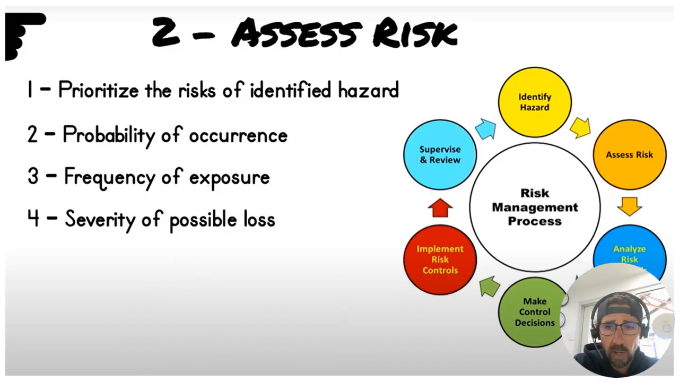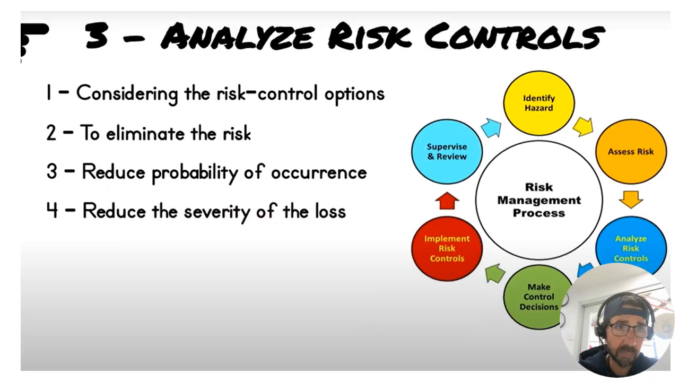Frequency of exposure: the exposure is already occurring, and it might be getting worse. The severity of possible loss: if we lose this engine, what is the severity? Am I directly over an airport? Am I in gliding distance of an airport? Or do I have a safe landing spot somewhere nearby?